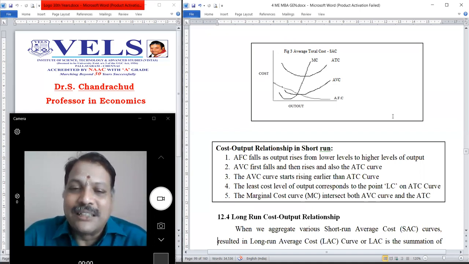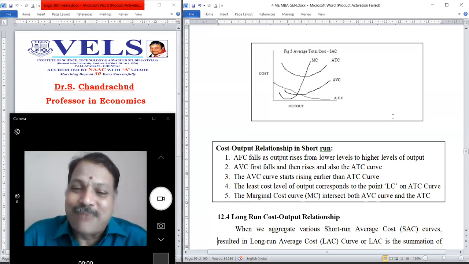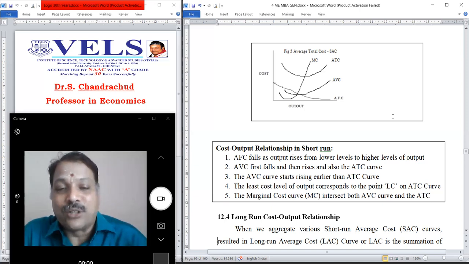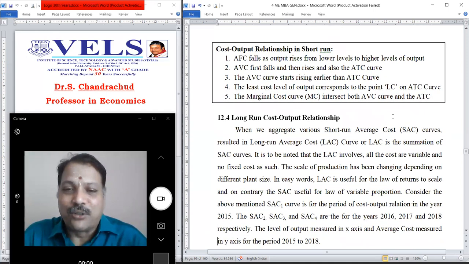The fourth one, the least cost level of output corresponds to the point LC on the average total cost curve. The last implication is that the marginal cost curve MC intersects both the average variable cost curve and the average total cost curve. This is the short-run cost output relationship. Now let us move to the long-run cost output relationship.